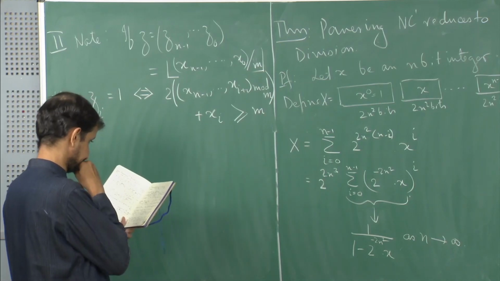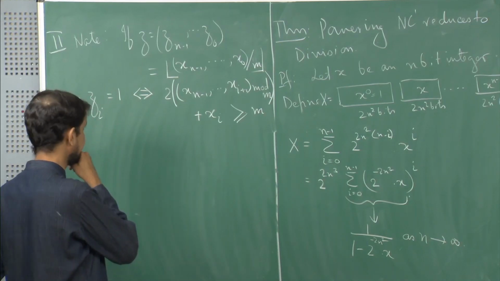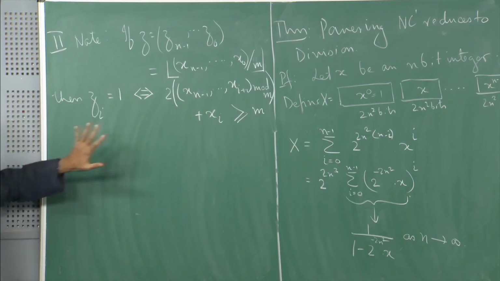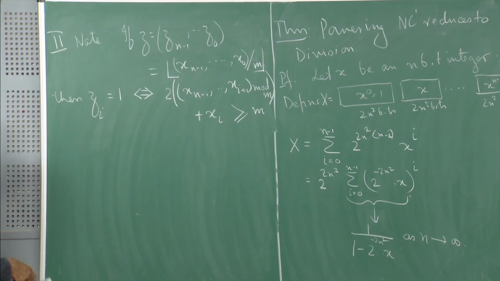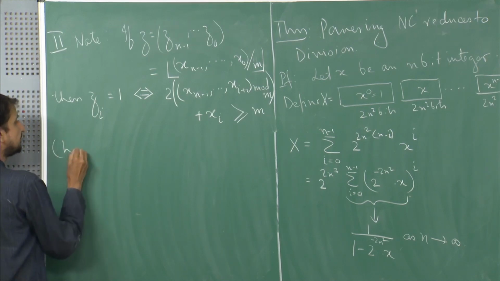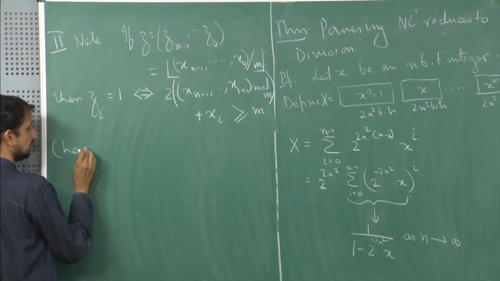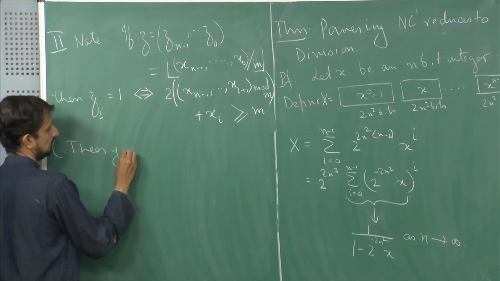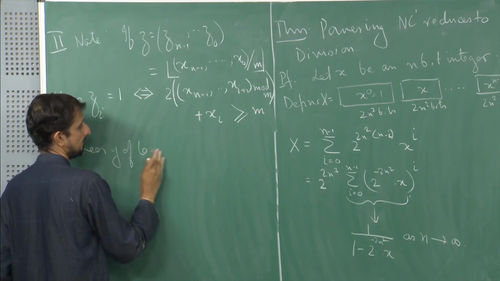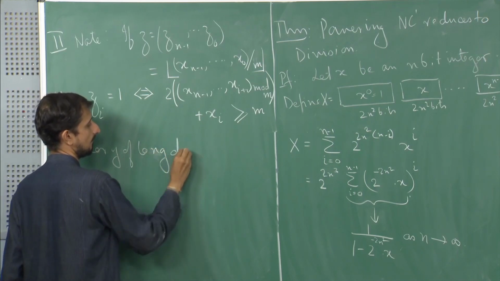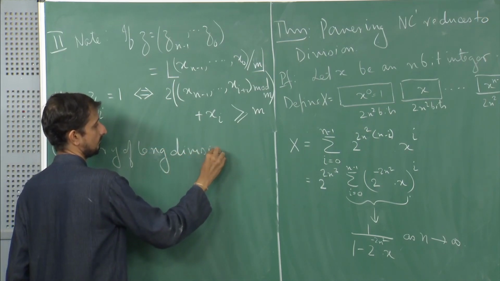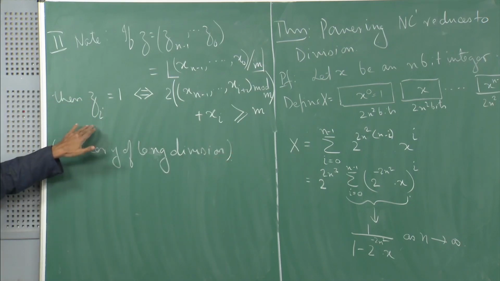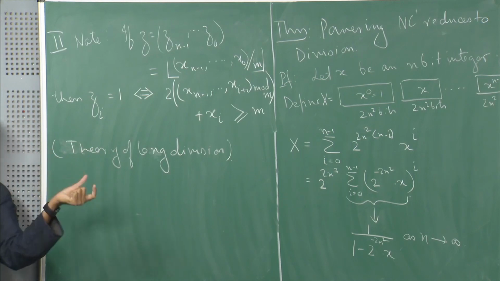Okay. Is this correct? Yeah. So what are we saying over here? This is actually nothing but how long division works. So essentially, this is how I get each and every symbol of the quotient.